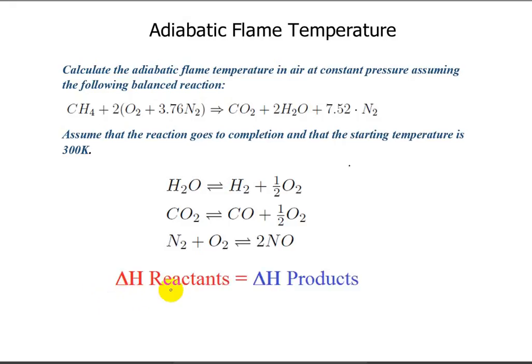The delta H of the reactants is equal to the delta H of the products. The trick, which we're going to go through, is how you go about writing math for the delta H of the reactants and the delta H of the products. It's easy, but once you do it, you're all but done. So that's step 2, to write that conservation equation.